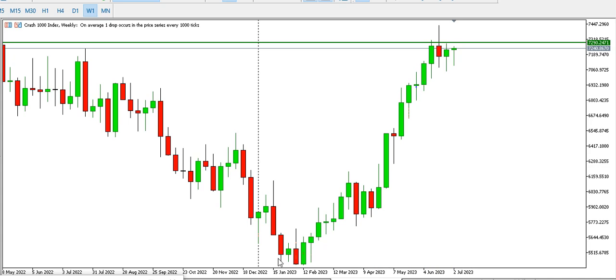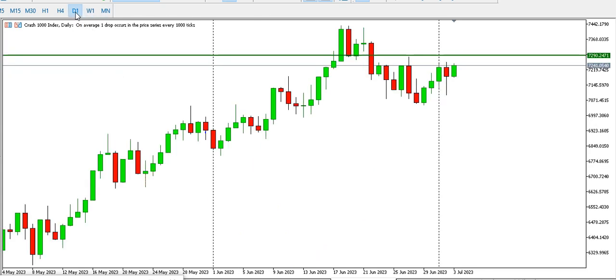For crash 1000 index on the weekly time frame, price is bullish. Price has been bullish for weeks, and although we have this particular bearish pin bar, it appears as if it's been countered by this bullish pin bar, and the current weekly candlestick shows a long shadow at the bottom, which means price might likely go up some more. So you might want to look for buying opportunities on the long term for crash 1000 index.